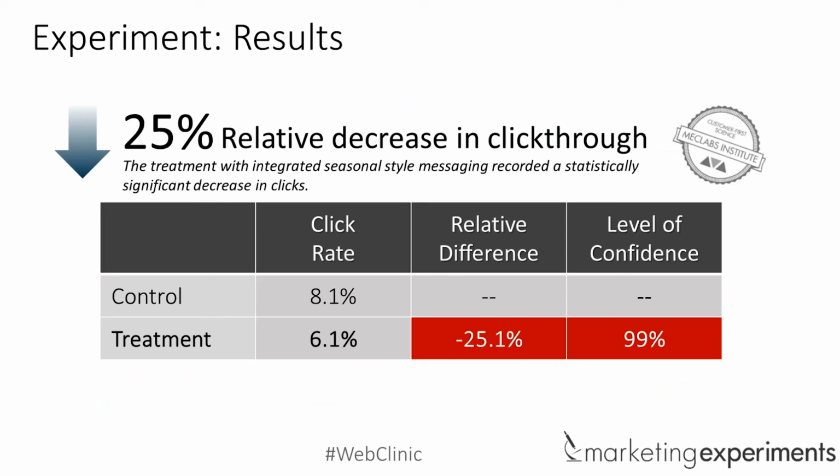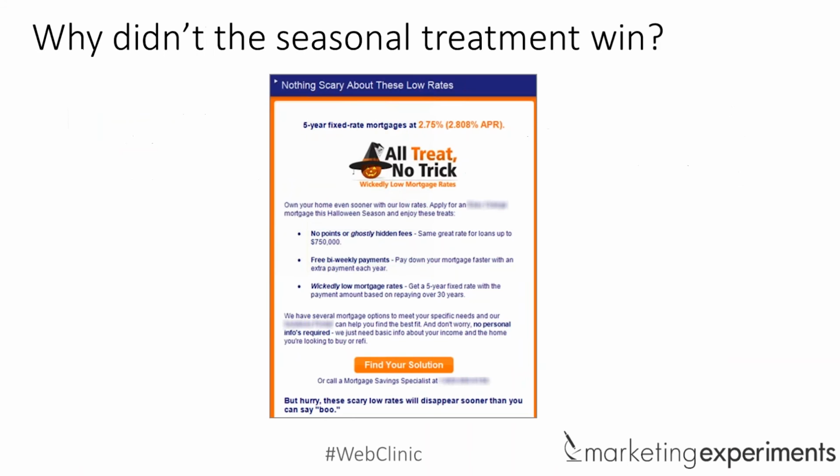Well, the no's have it today. A no by about 25%. Significant decrease in click-through. The level of confidence is fairly high, only a 1% chance that it was due to random chance. So very acceptable in data terms, which leads me to a more interesting question. Why? Why do you guys think the seasonal treatment blew it by about 25%?